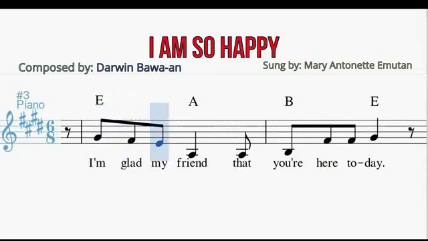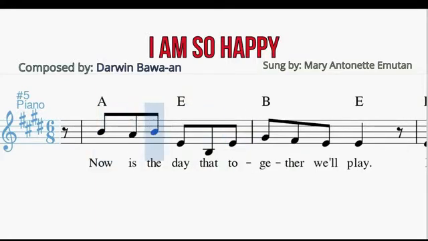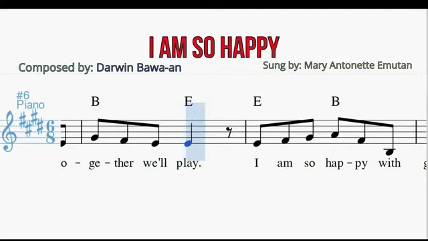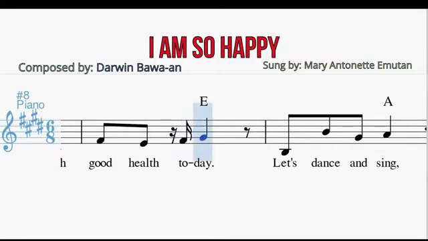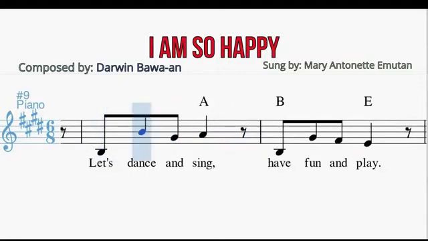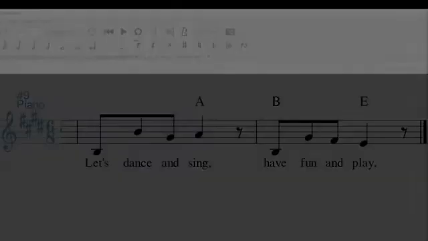I'm glad, my friend, that you're here today. Now is the day that together we'll play. I am so happy with good health today. Let's dance and sing, have fun and play.